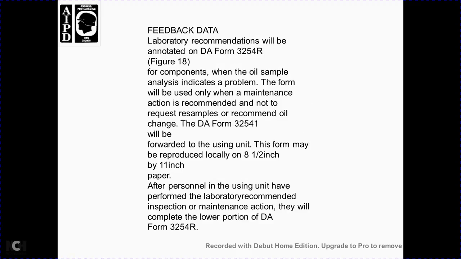Feedback data. Laboratory recommendations will be noted on the DA Form 3254-R, Figure 18, when the oil sample and analysis indicate a problem. The form will be used by maintenance for action and recommended not to request a resample. The recommended oil DA Form 3254-1 will be forwarded to the using unit. The form may be reproduced locally on 8.5 by 11-inch paper.